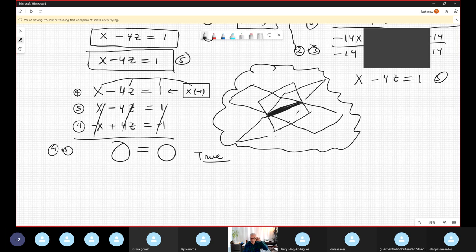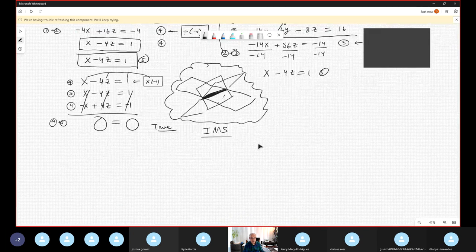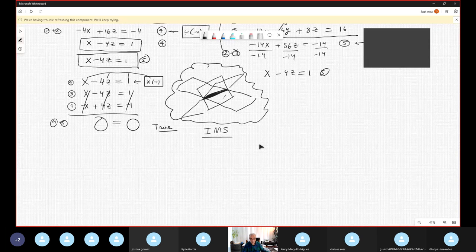Remember the second example that we're doing today? We don't necessarily always get 0 equals 0. You can get a true statement like 2 equals 2, 4 equals 4, or 20 equals 20. That doesn't matter. You realize it's the case of infinitely many solutions. But this is the crucial moment. The students don't understand very well, so I try to explain clearly.